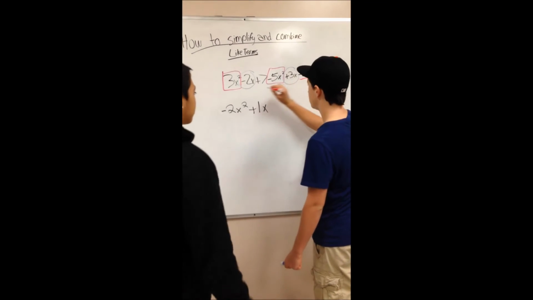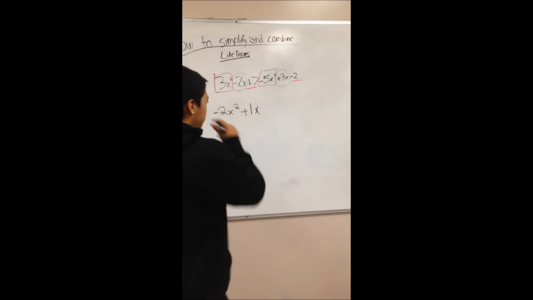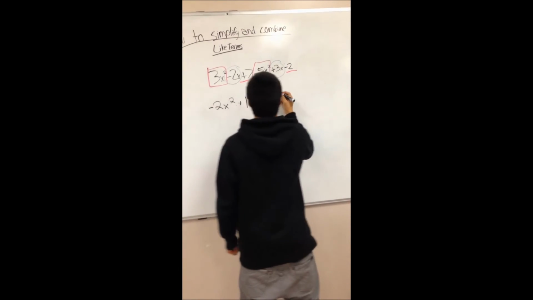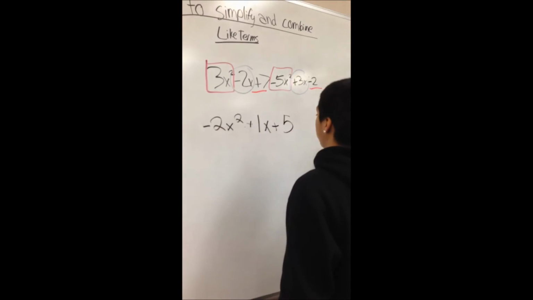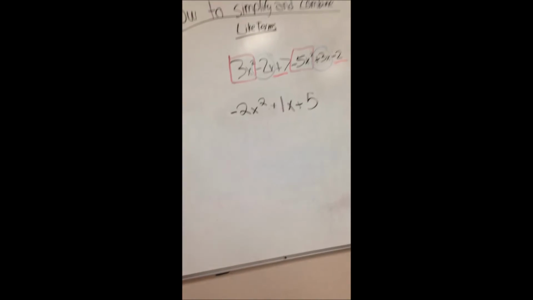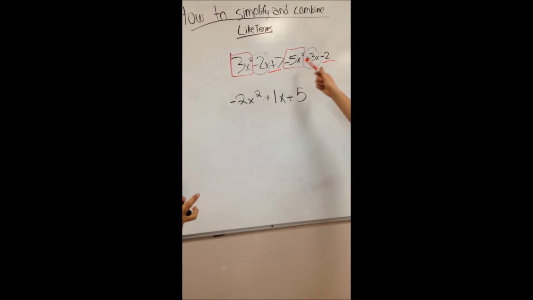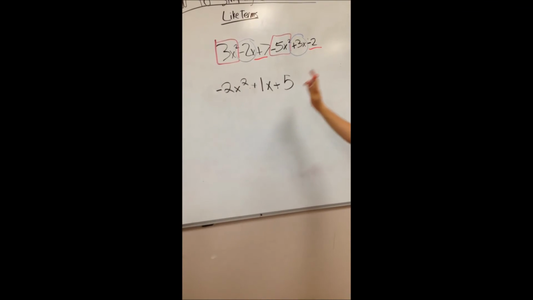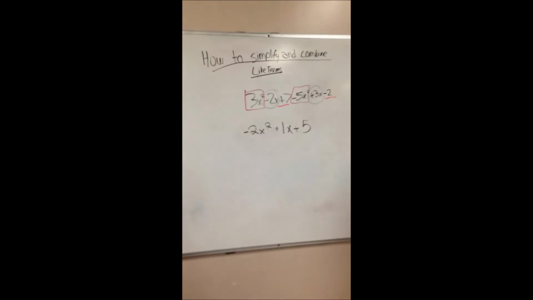So we're going to underline those, and here we go. Then it's going to come out to positive 5. So here is our new equation. We took this ugly, fat equation to this beautiful, new, easy to read equation. And that's how you simplify and combine like terms. Good job, you did it, guys.